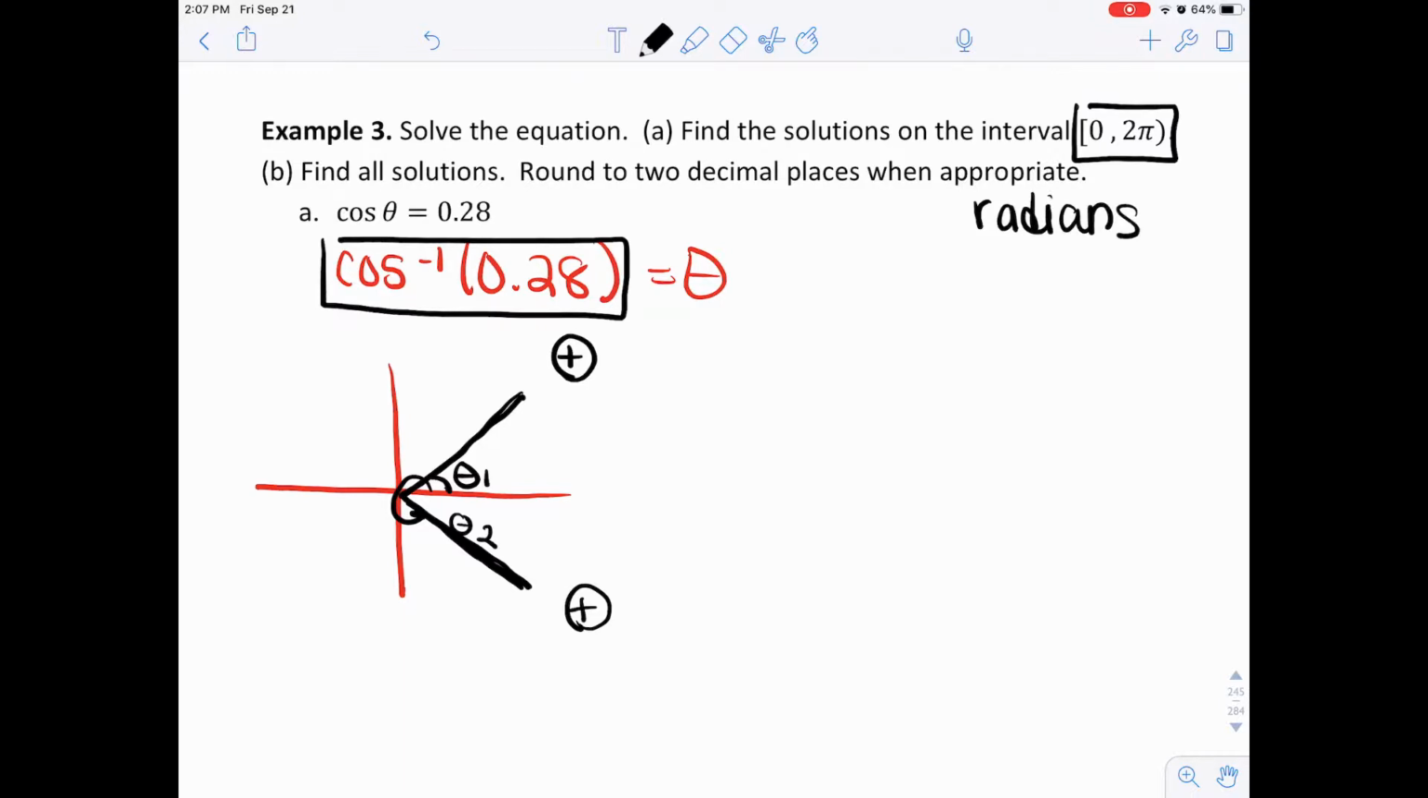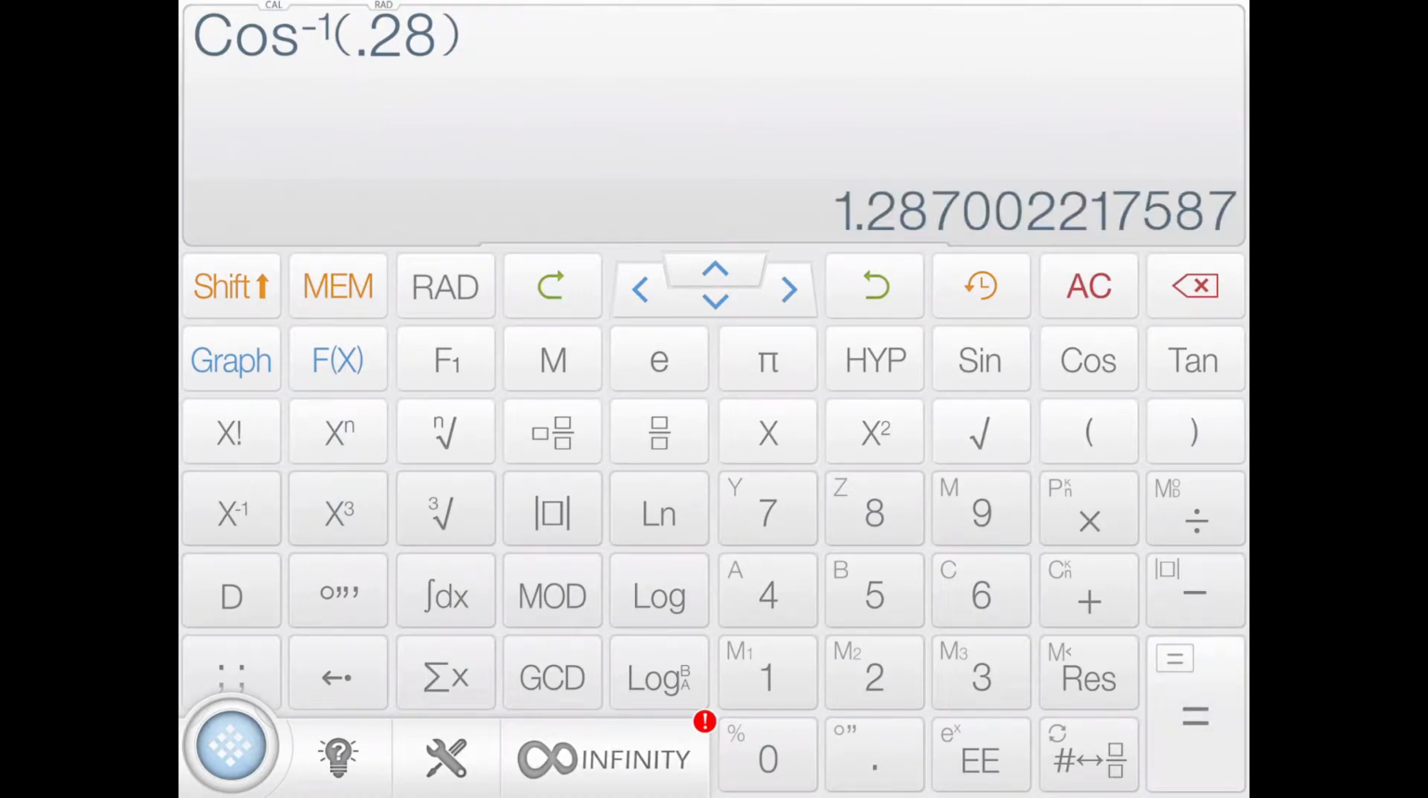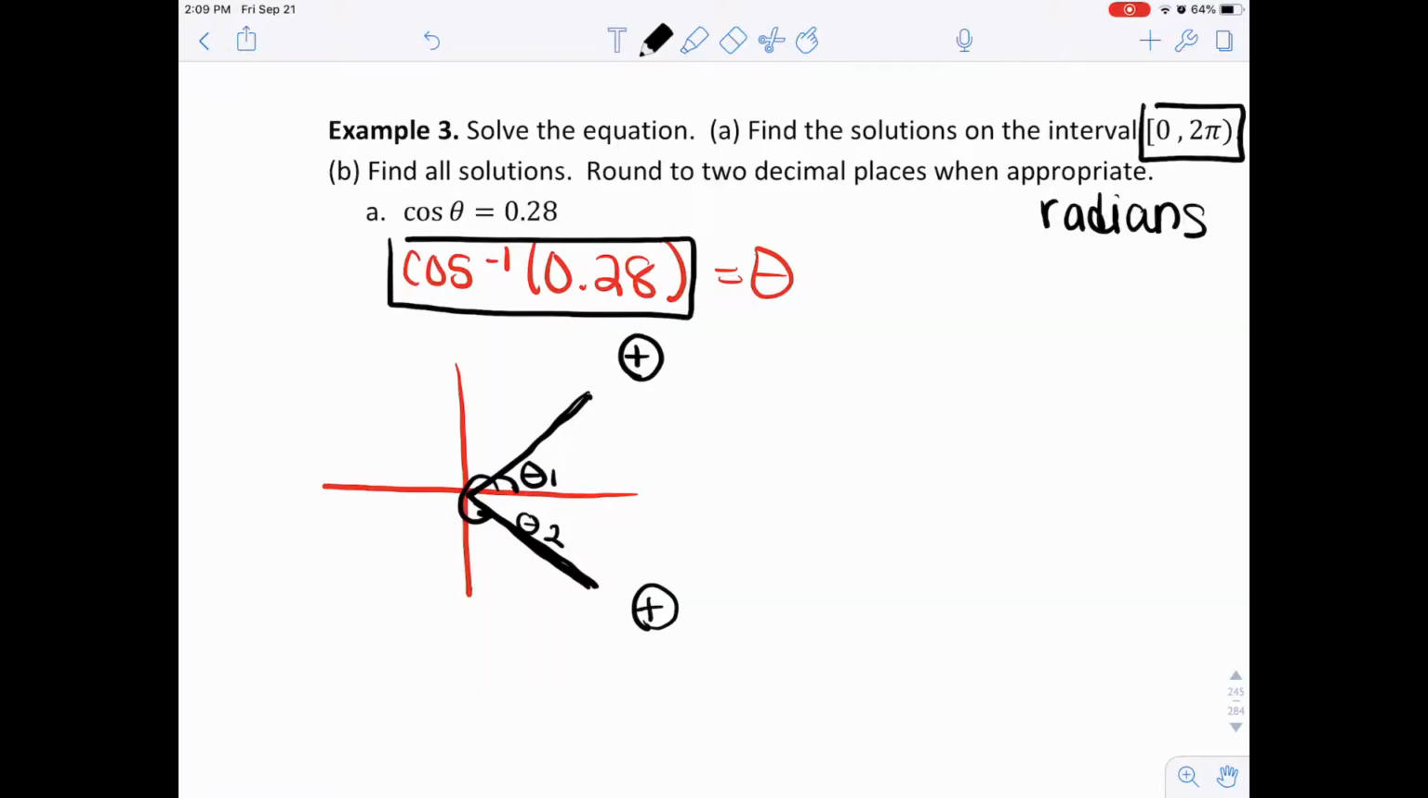When using the calculator, you want to make sure that it's in the correct mode, either degree or radian. Once the calculator is in radians, then you can plug in using the inverse function, cosine inverse, and in this case our value was 0.28. So here we need to approximate. I'll approximate this one as 1.29, and that's our reference angle.